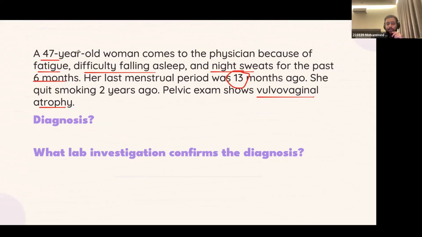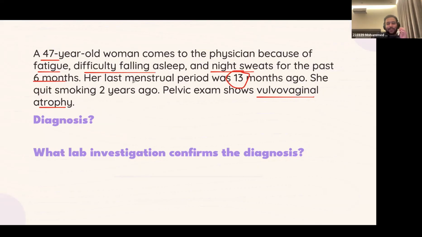Firstly, age. Look at the age. She's in the range. 45 to 55 is the mean age. Number 2 is the symptoms, okay? The most important symptom of menopause, the most common symptom, is going to be hot flashes. Another thing is more than 12 consecutive months of no menstrual periods, okay? Perfect. Now, what is the most common cause of postmenopausal bleeding?